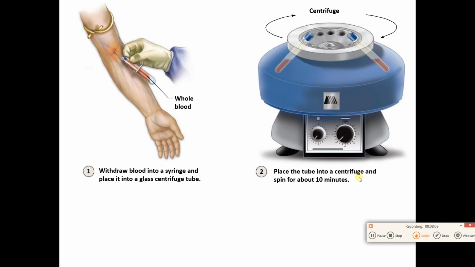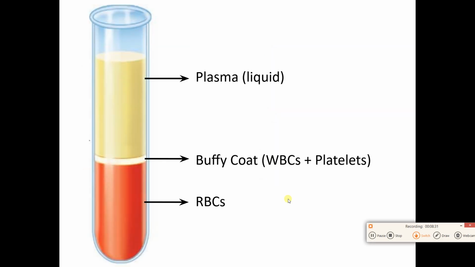Let's now do a little experiment here. Let's suppose we took some blood. We got a volunteer, and we took some blood from their median cubital vein right there. Put that blood into a centrifuge tube, put the centrifuge tube into a centrifuge, and spun it for about 10 minutes. When you centrifuge blood, it ends up separating based on density. And we can see the 3 major parts of blood.